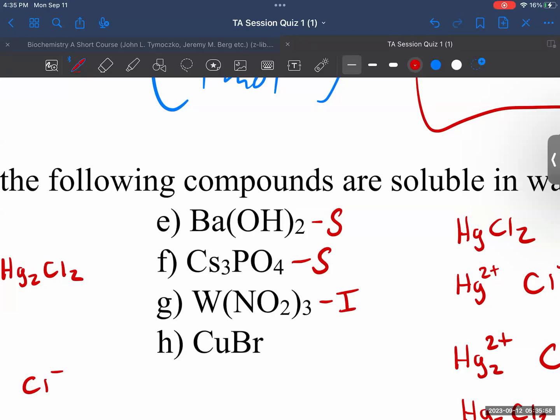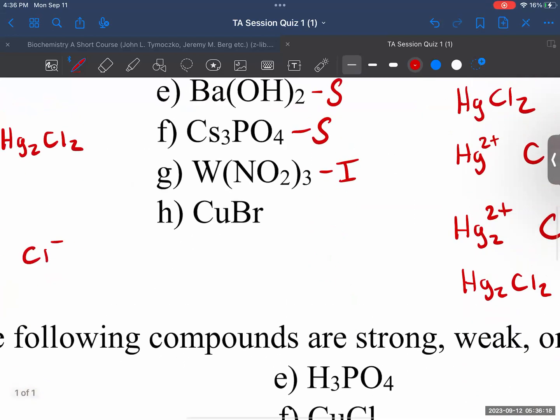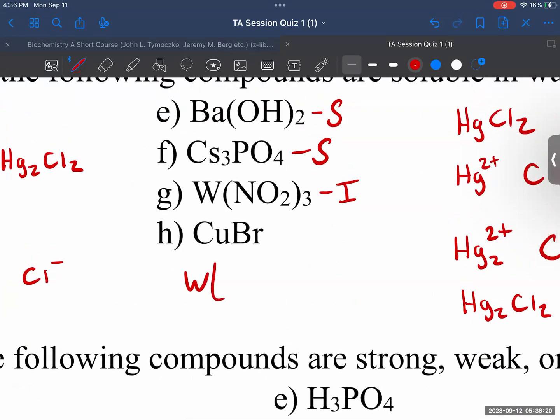Because I see this and I go, okay, tungsten, I've never seen that in any of my exceptions to make something soluble, so it has to be insoluble. That is my general approach. But what if I did some magic manipulation and this was instead W(NO3)3? What would this be now? Yeah, then it'd be soluble. Then it'll be soluble, right? Because it's nitrate. The important thing, check your polyatomic ions too.